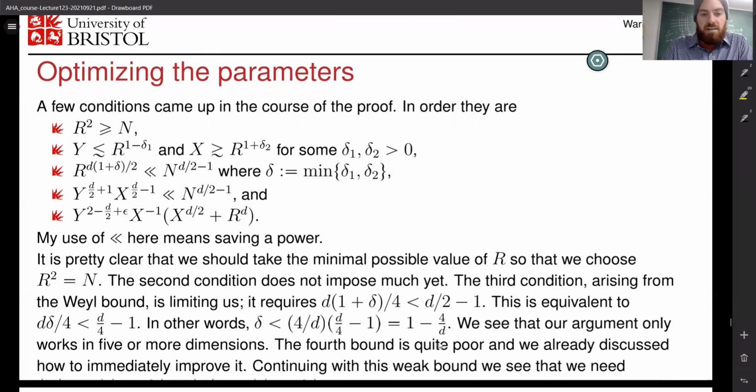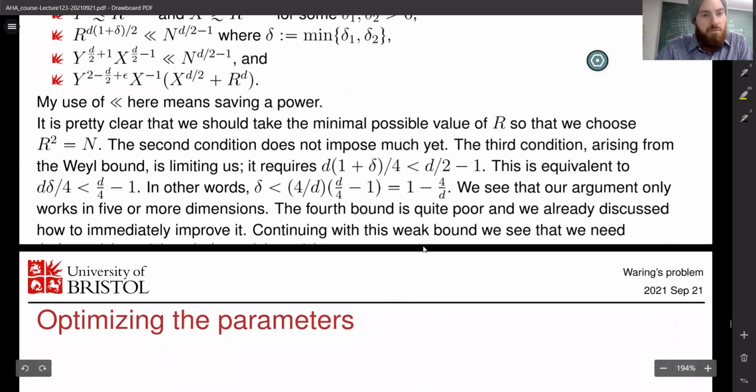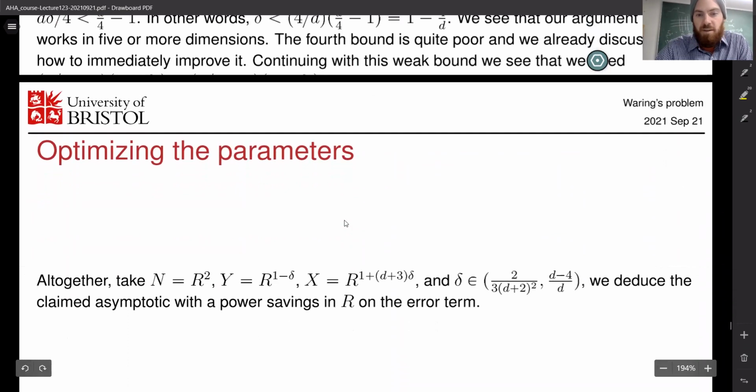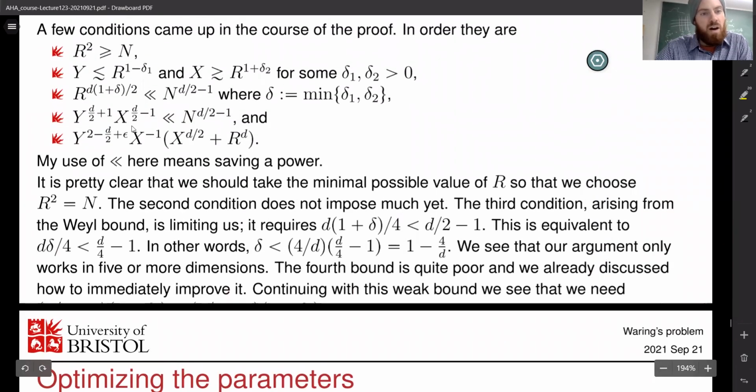The fourth bound is actually pretty bad for us because I didn't use any of the arithmetic or cancellation coming from Gauss sums. And you could immediately improve it, but instead we see we need something that's been cut off. It'll come up here. We need this: delta needs to be bigger than 2 over 3d plus 2 squared. If I optimize things so that x and y satisfy these bounds. Oh, there should be a less than here.